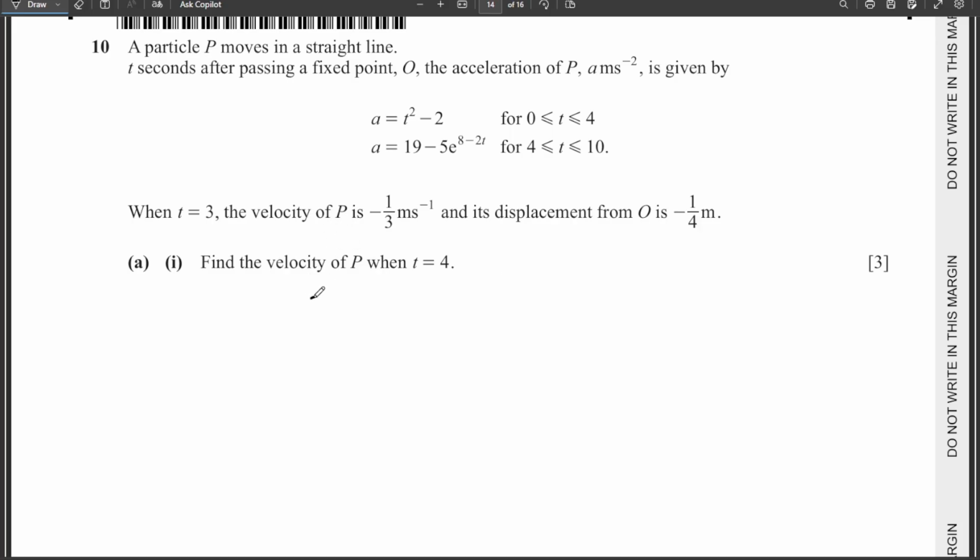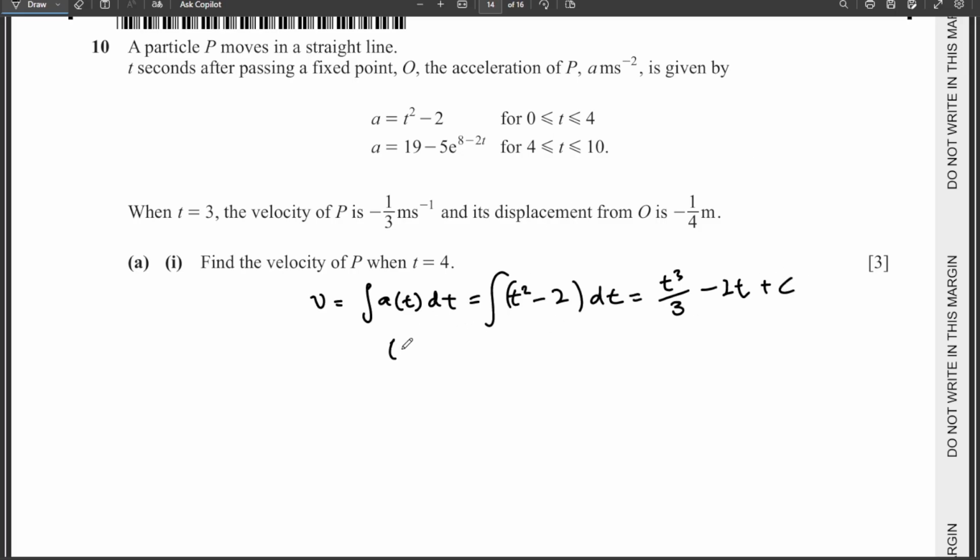Velocity we can find with the integral of the acceleration with respect to time. We can use either one of these equations, I believe; they should yield the same answer at t equals 4. So we integrate t squared minus 2 with respect to t, giving t cubed over 3 minus 2t plus c. And that c, we find from the velocity at 3 seconds, which is negative 1 over 3. So c in this case is 10 over 3.